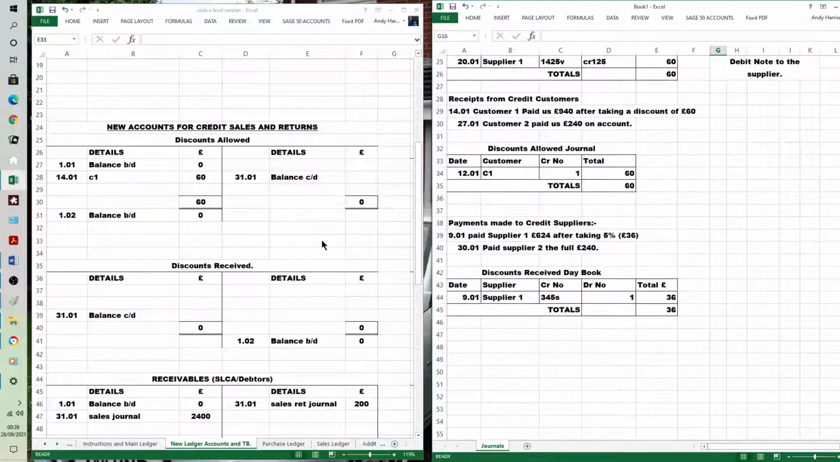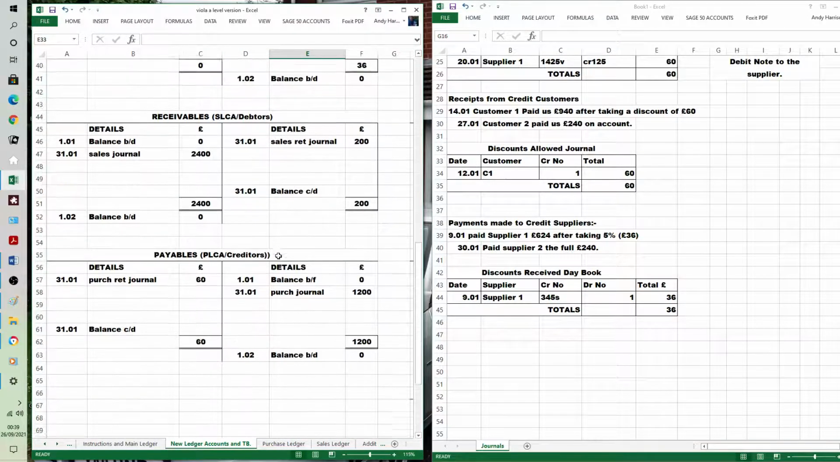So the opposite way around. Might as well post this one in. So if you look, there's a £36 discount on the 9th, and discounts received are credit entries. Supplier 1, 2. That's the 36. And we put this in. So as far as the suppliers and receivables and payables are concerned, we can put the receipts in.